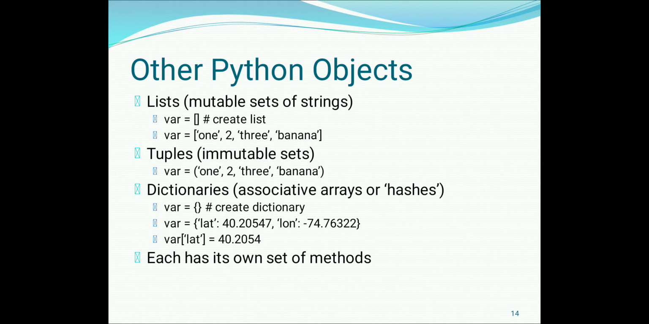Now, Python objects. Now we use Python objects. Firstly, lists. A list is a mutable set of strings. Tuples are immutable sets. Dictionaries are associative arrays or hashes. Each has its own set of methods.